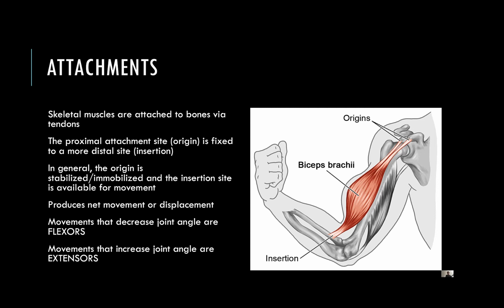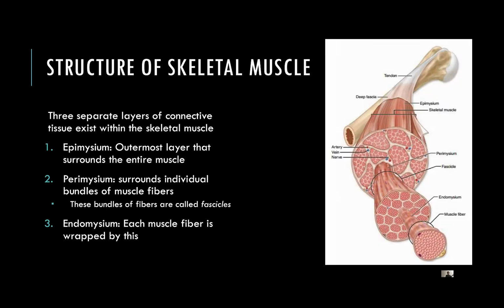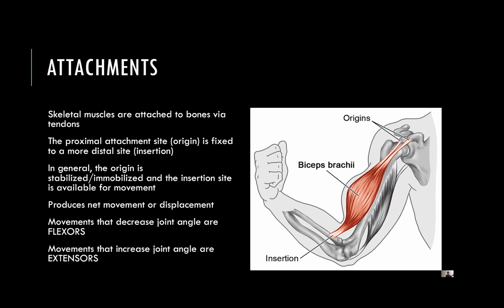Movements that decrease joint angle are called flexors, and movements that increase joint angle are considered extensors, right? So the biceps brachii is functioning as a flexor in this situation because you have a normal joint angle of roughly 180 degrees, and you decrease that joint angle and take the joint to 90 degrees, such as what it is here. You're decreasing that joint angle, hence you're going through a flexor movement.